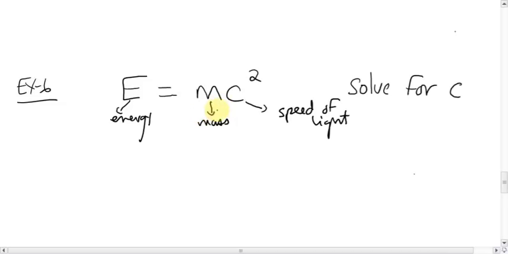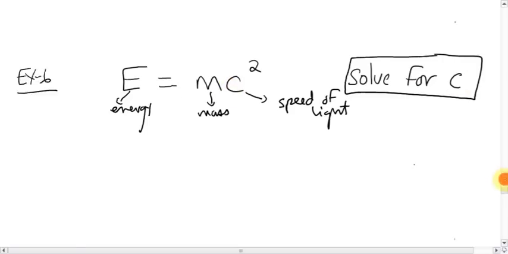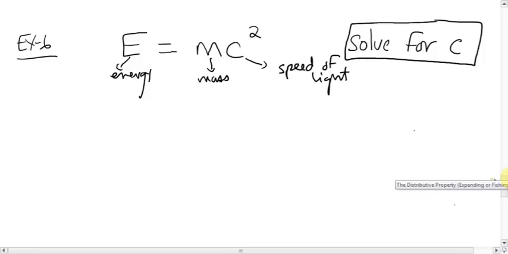So the question being asked here is solve for c. Get the c by itself. No word problem here, just solve for c. So this is just straight rearranging the equation. But there's something goofy about this c. It's squared.